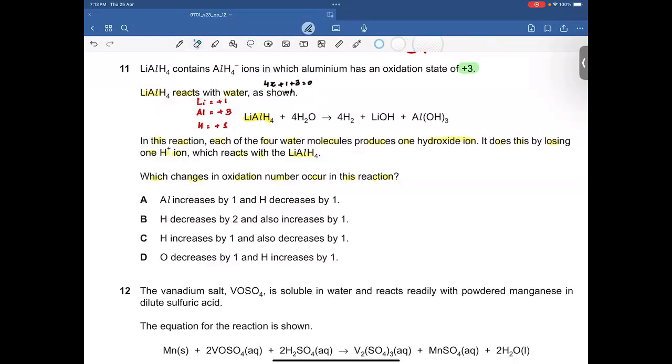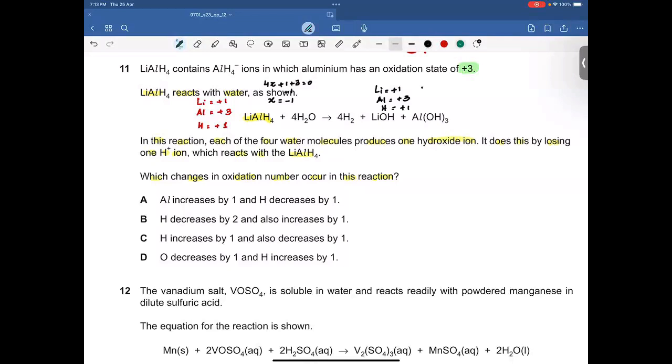-1. Then the oxidation state of hydrogen is -1 in lithium aluminum hydride. Over here, the charge of lithium is +1. The charge of aluminum is again +3. And the charge of hydrogen is again +1. All right.